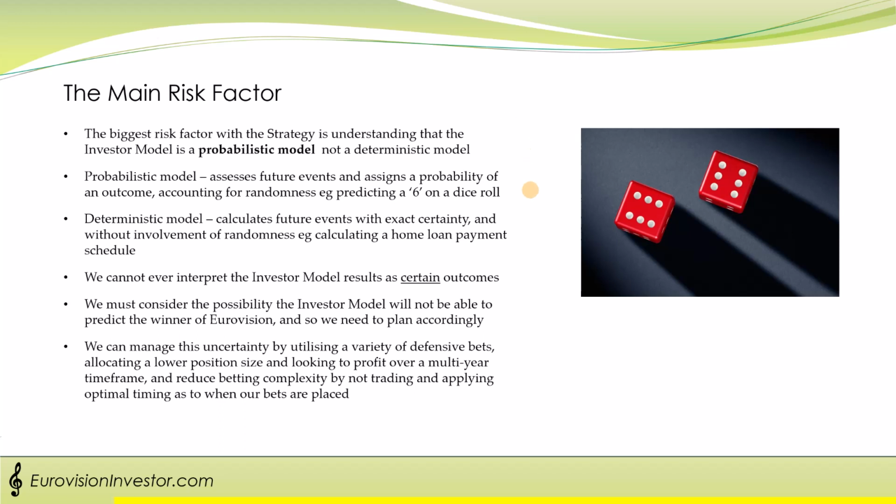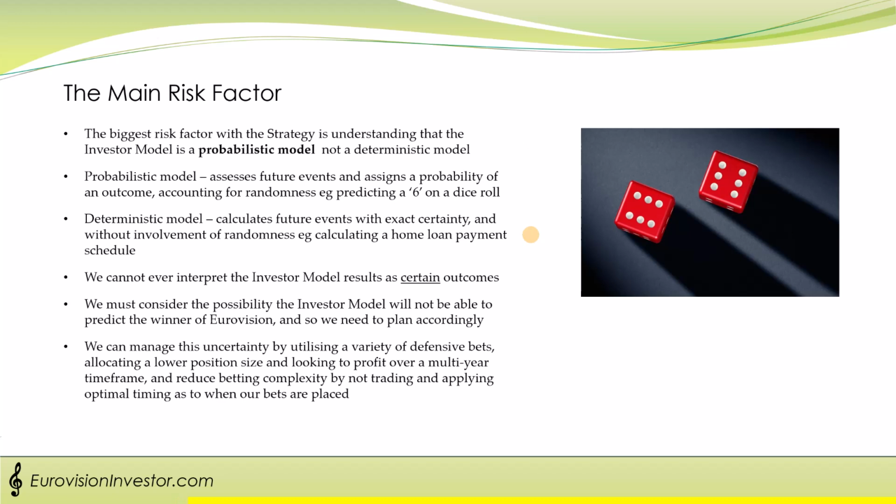A probabilistic model assesses future events and assigns a probability of an outcome. So it accounts for randomness. A good example of this is trying to predict a 6 on a die roll. The probability is 1 in 6. A deterministic model calculates future events with certainty, and it doesn't involve randomness. So an example of a deterministic model is calculating a home loan repayment schedule. The Eurovision Investor model is a probabilistic model.